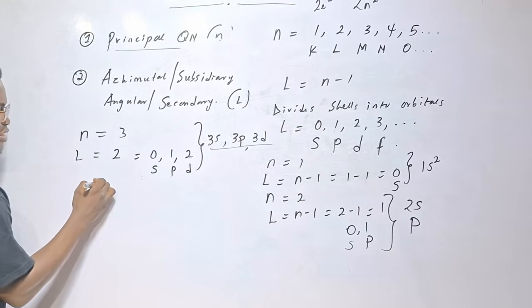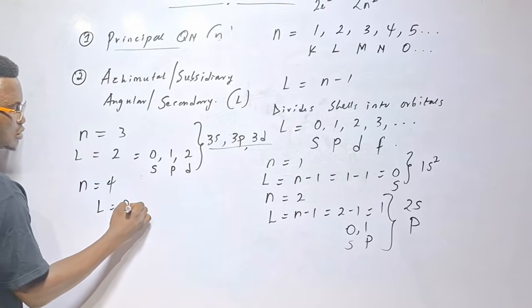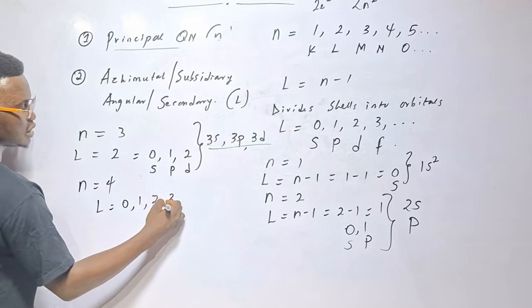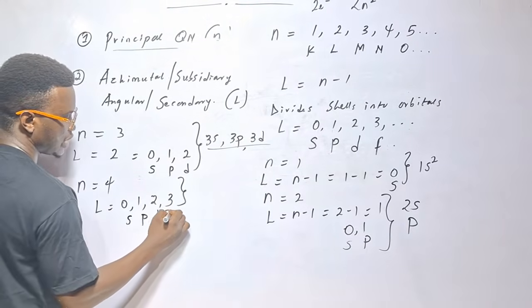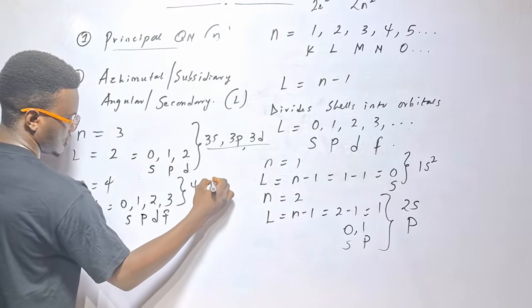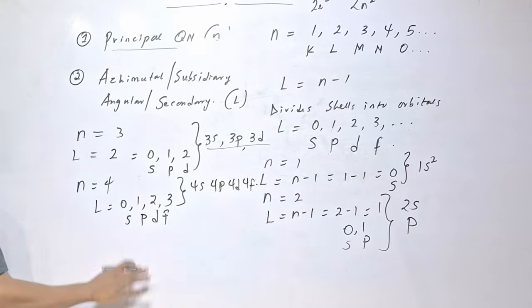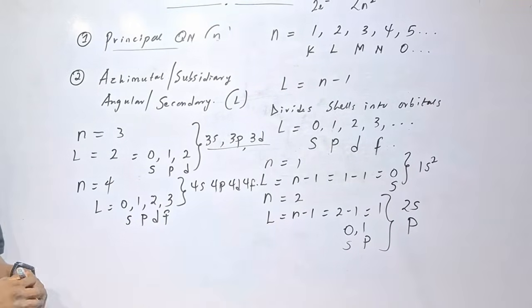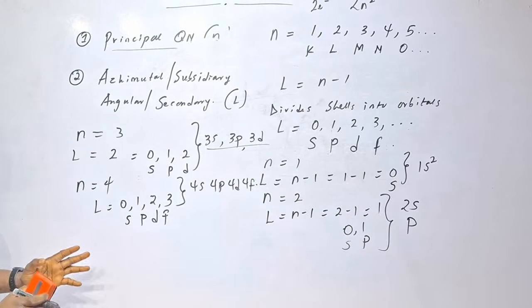Can you do that when n is equal to 4? That means L is going to be 0, 1, 2, and 3. And what does that represent? That will be S, P, D, and F. That will be 4S, 4P, 4D, and 4F. So just note this for now. We're going to bring everything together and you will see the usefulness. So that is what azimuthal is doing.